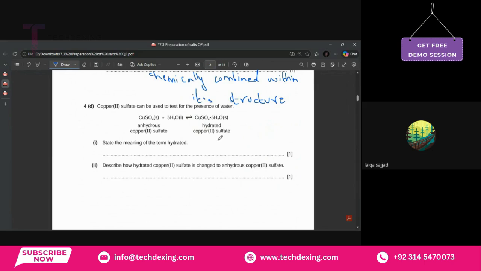So if I have hydrated copper sulfate, how can I convert it back to anhydrous copper sulfate? By heating it. Yes, very good. By simply heating it.